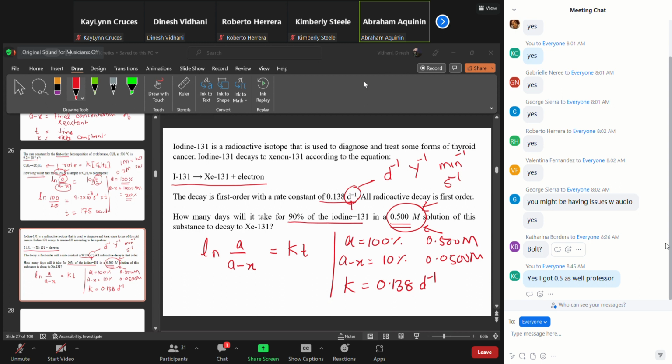So Professor, what you're doing here is using the percentage given along with the initial molar in order to find what the final concentration would be. No, we are trying to find the time. How long will it take to get to 10%? I'm saying the 0.05, the way you got there was using the percentage. Yes, absolutely.